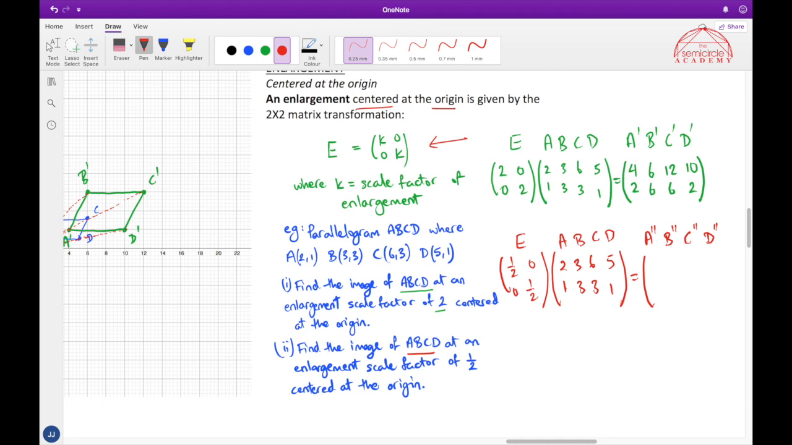So when we work this out, and we could actually have this in decimal places when we work it, we get 1 and 1/2 for A double prime. For B double prime, we have 1 1/2, let's just call it 1.5, as well as 1.5. For C double prime, we have 3 and 1.5. And for D double prime, we have 2.5 and 0.5. So let's check and see what this looks like.